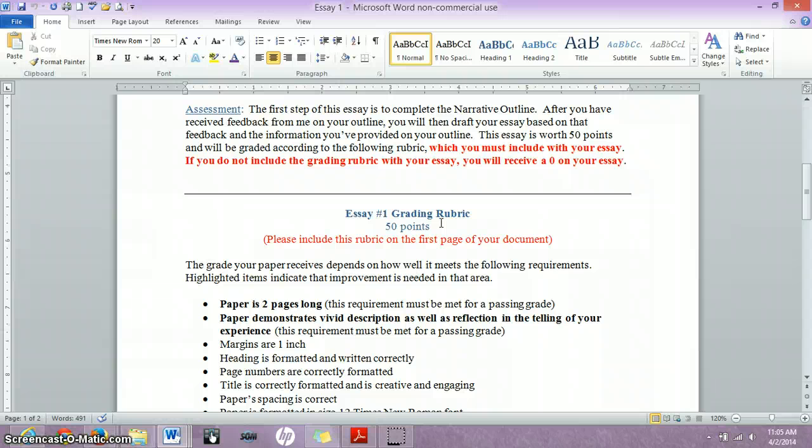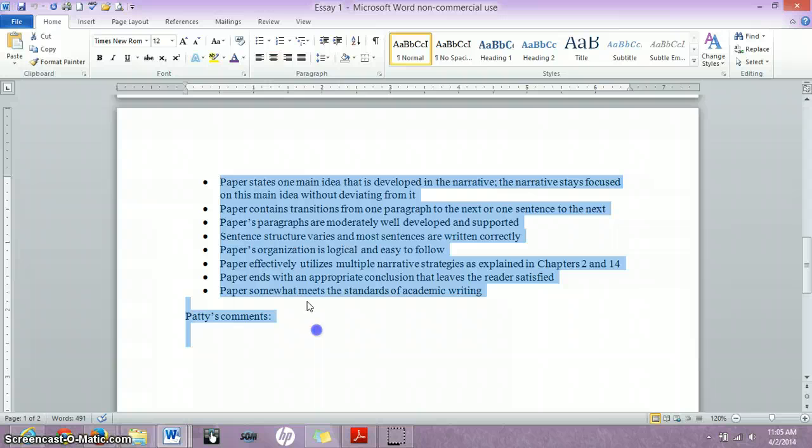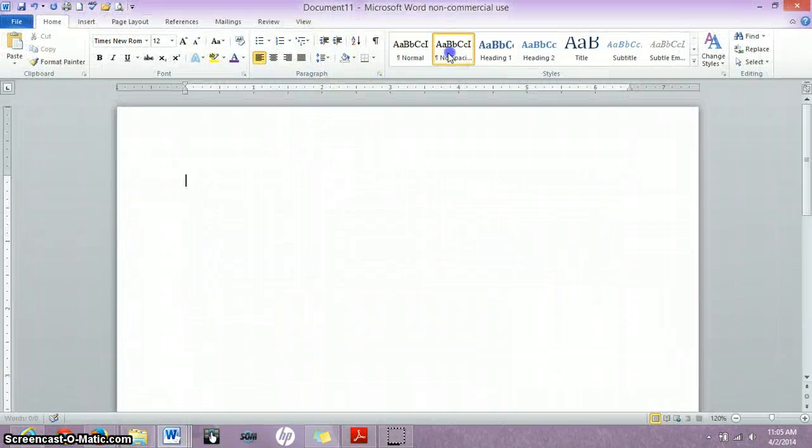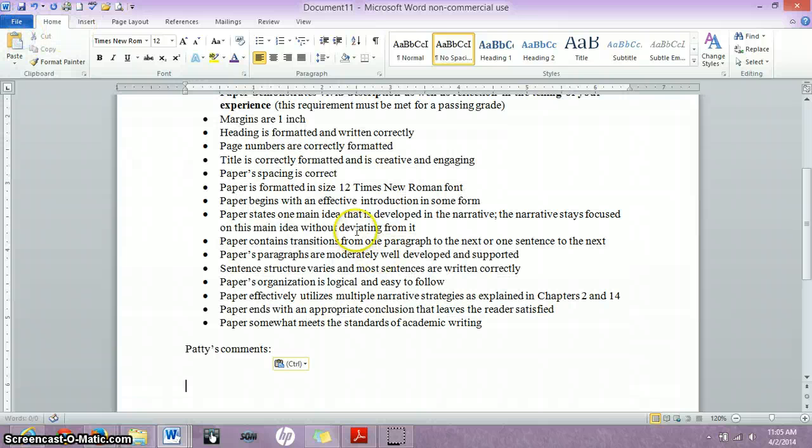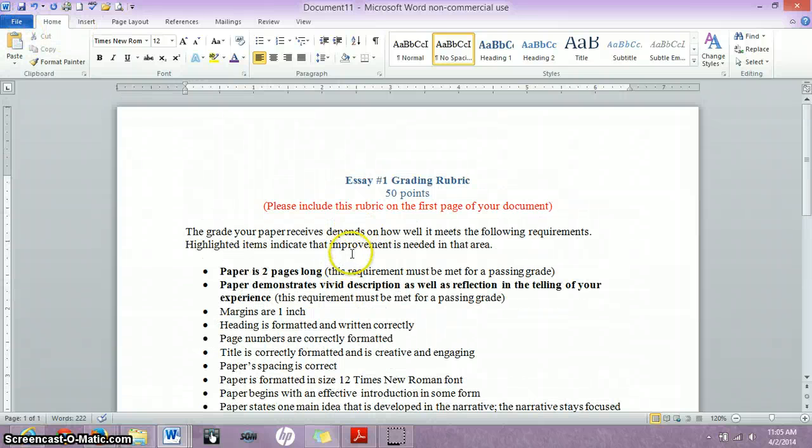The trick with this rubric is it has to be included with your essay when you turn it in. If you don't, I have no way of providing feedback for you, and you will get a 0. So make sure you include this with your essay. And to do that, all you have to do is copy it to a new Word document and paste it. That's all it takes.